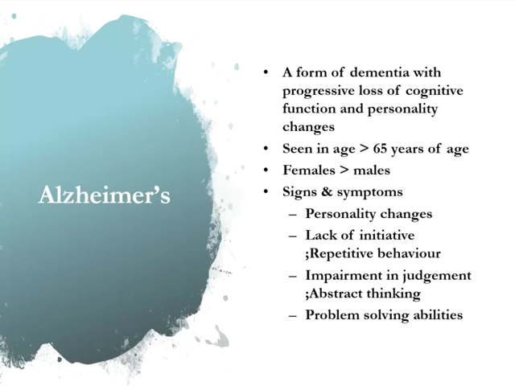It is a form of dementia with progressive loss of cognitive function and personality changes. It is generally seen in individuals who are greater than 65 years of age. Females are more affected than the males. Signs and symptoms are personality changes, lack of initiative, repetitive behavior, there is impairment in the judgment, and in abstract thinking, the problem solving abilities, everything is affected in Alzheimer's disease.